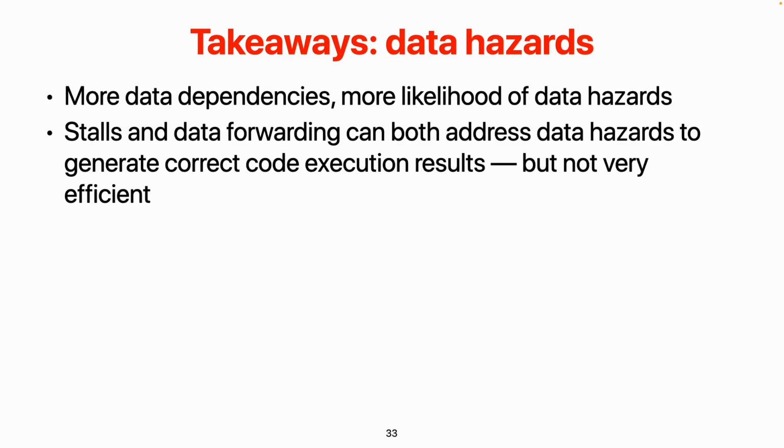So stalls and data forwarding can both address the data hazards. However, stalls would require an amount equivalent to the memory latency to address it. And data forwarding is not saying better than just save 1 cycle for the write back. And you have to create a hardware logic for that. So both are not a good idea, right? So let's take a look regarding what we can do.